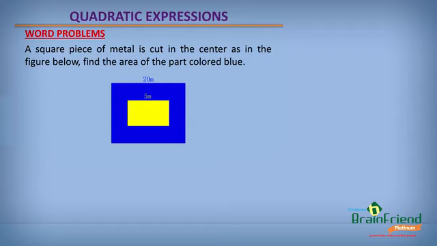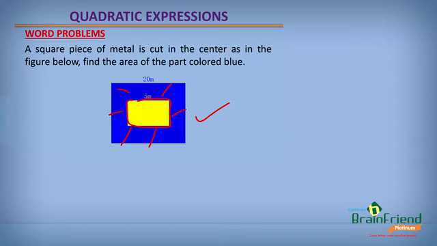Now let's look at some word problems that lead to the difference of 2 squares. A square piece of metal is cut in the center as in the figure below. Find the area of the part colored blue. So this is a square piece of metal. A hole was cut in the middle, a hole with a length of 5 meters was cut in the middle of the square of 20 meters. And we are asked to find the area of the part colored blue.